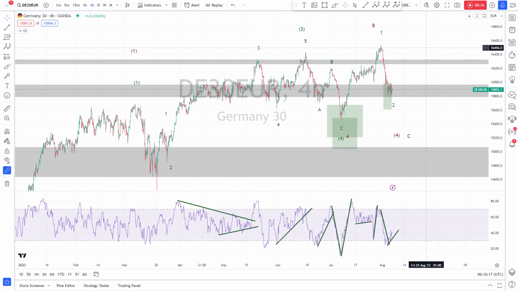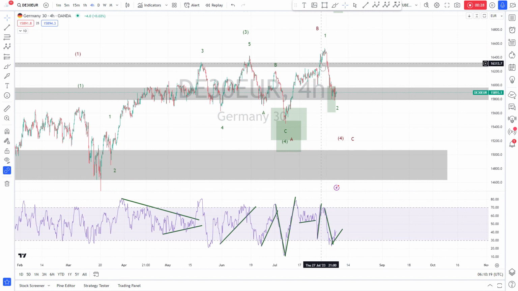But in short, I can say the scenario in green is the scenario where our wave 4 low was in here, that we are now ready for more upside, and that we had a wave 1 here, that we now did the wave 2. From here, we should then turn and start a wave 3.